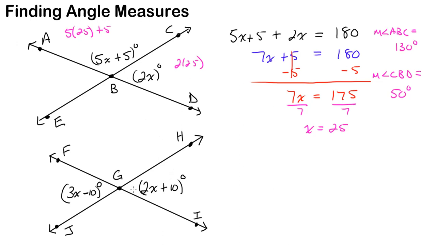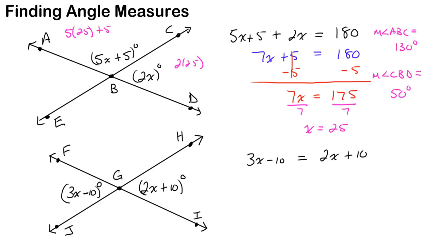So on this final example here, we need to find the measure of angle FGJ and the measure of angle HGI. So what do we know? Well, we know that they are vertical angles, which means that they are congruent. They have the same measure. So we can set this up as an equation with variables on both sides. So 3x minus 10 is equal to 2x plus 10.